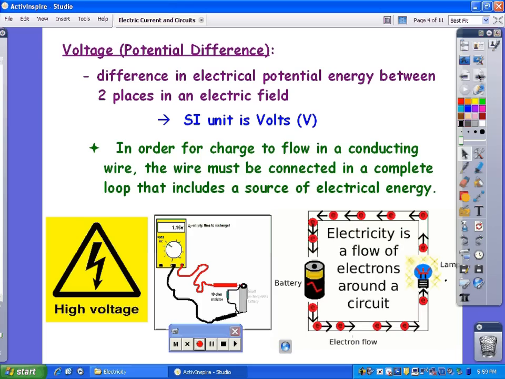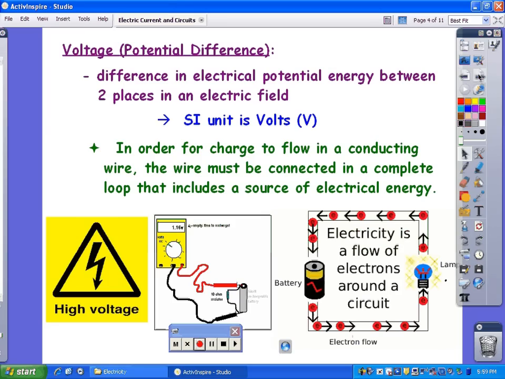Voltage, the potential difference. Difference in electrical potential energy between two places in an electric field. The SI unit is the volt. What does that mean? The electrical potential energy. It's similar to potential kinetic conversions. One end having essentially 0 and the other end having another number, for instance, like a 9-volt battery.